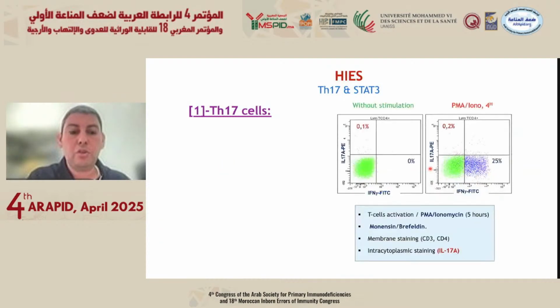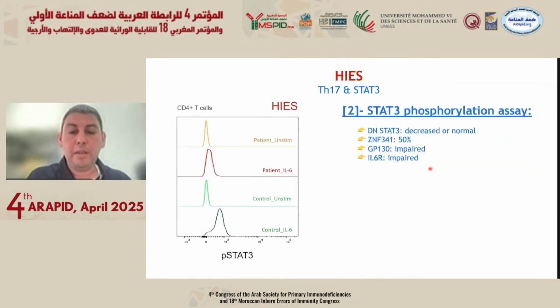On peut faire également le test de production de l'IL-17, qui est un test fonctionnel, mais avec une meilleure valeur prédictive positive que les analyses de lymphocytes TH17. Et on peut également faire le test de phosphorylation de STAT3, qui, le plus souvent, dans n'importe quel cas, est défectueux.